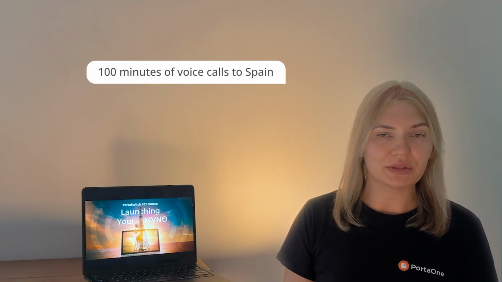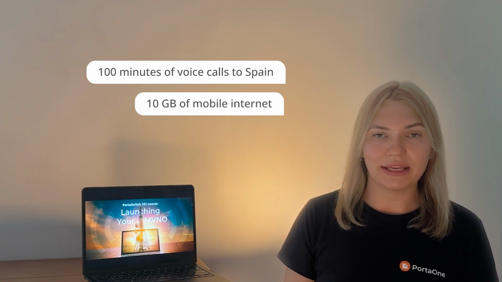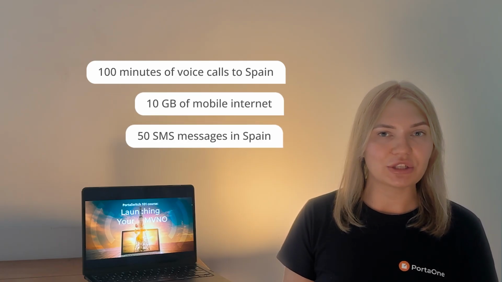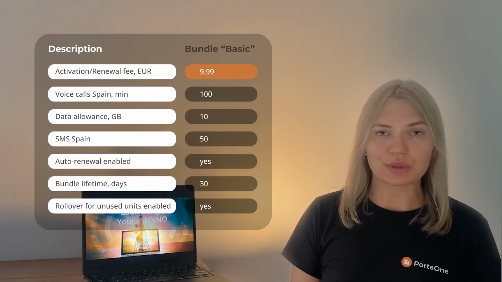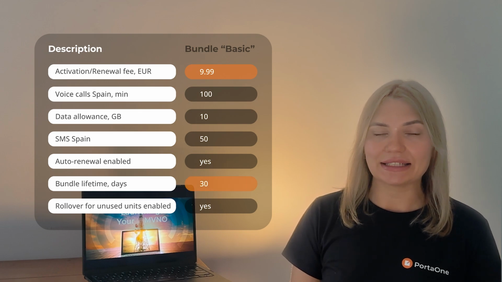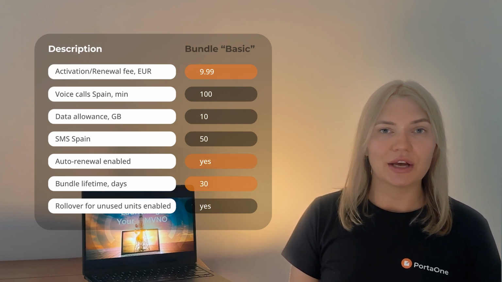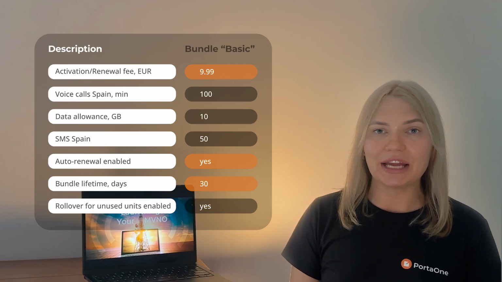Our bundle will include 100 minutes of voice calls to Spain, 10 GB of mobile internet, 50 SMS messages in Spain. The bundle will have the following settings: activation and renewal fee €9.99, bundle lifetime 30 days, auto-renewal enabled. So if a subscriber has at least €9.99 available at the end of the current life cycle, this amount is charged and a new bundle life cycle starts. Rollover of unused service units to the next life cycle enabled.